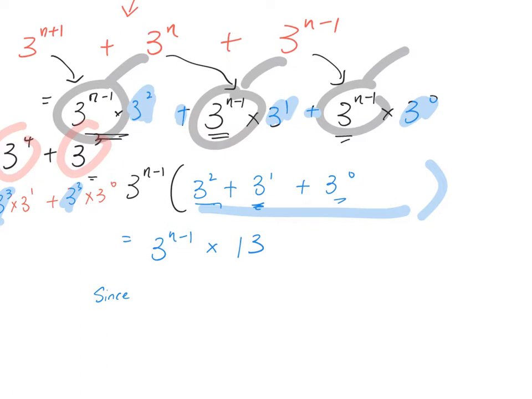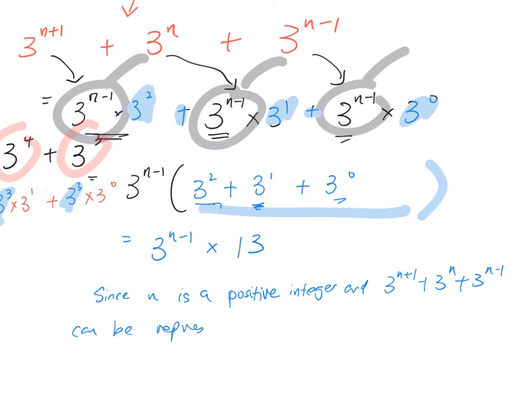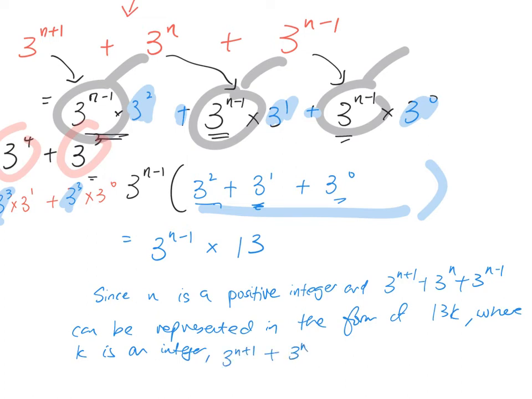Now, since n is a positive integer, and 3 to the power of n plus 1 plus 3 to the power of n plus 3 to the power of n minus 1 can be represented in the form of 13k, where k is an integer, you can see that 3 to the power of n plus 1 plus 3 to the power of n plus 3 to the power of n minus 1 is indeed divisible by 13.